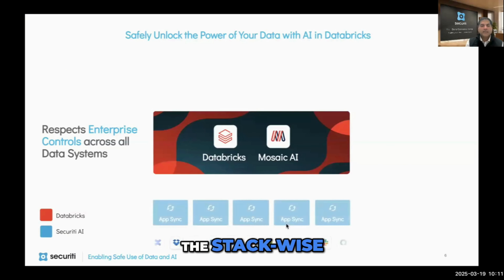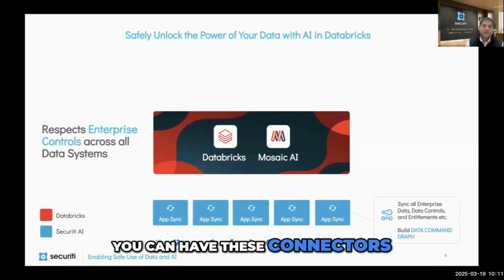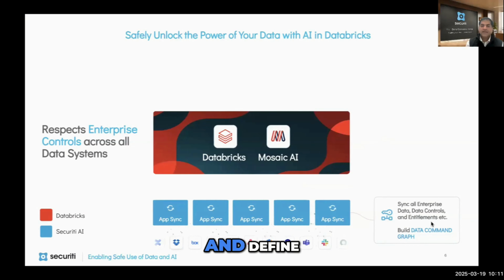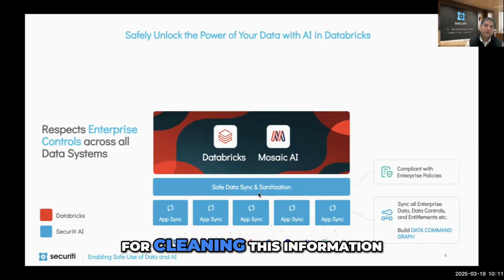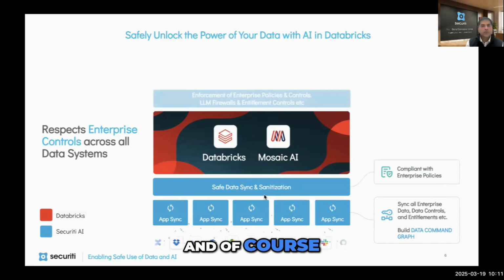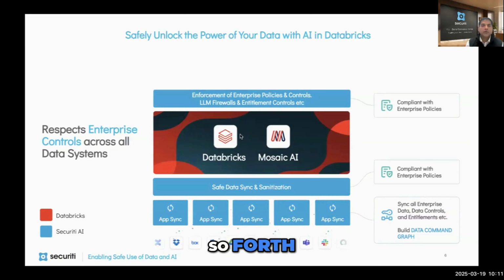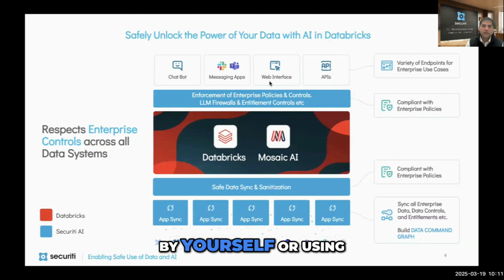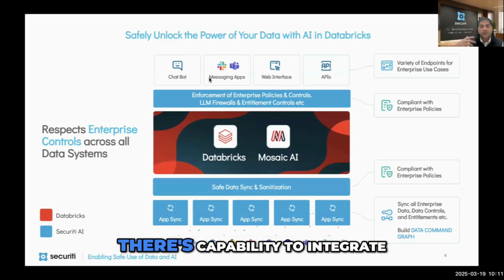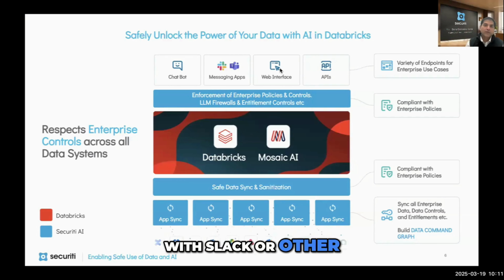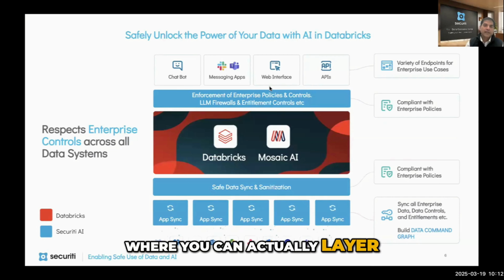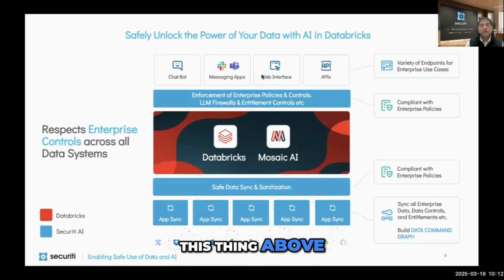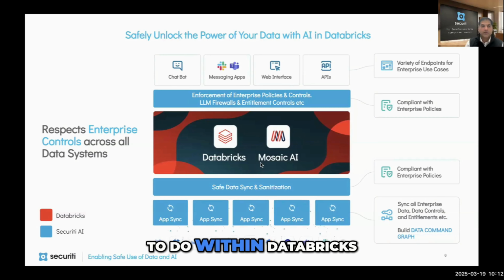If you look at it stack-wise, this is what it's really doing. You can have these connector integrations and define your logic for cleaning this information. And of course, this data will end up in Databricks. If you want to enforce and build layers above it, you can do that yourself or using Databricks, or within GenCore there's the capability to integrate with Slack or other web interfaces and chatbots, where you can layer this above to create your experience layer for the things you're trying to do within Databricks.